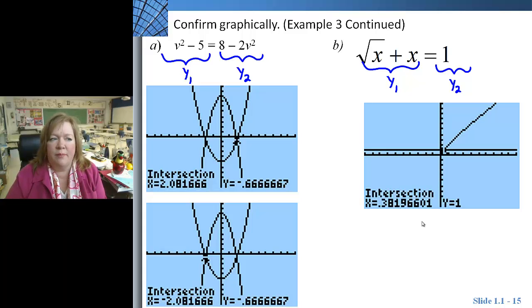I'm just going to go in and do second, trace button. It takes me to the calculate menu, hit number 5, and then hit enter, enter, enter, because there's only one intersection, and there indeed it is. And you can see that this keeps going up, up, up, so it's only going to cross that line one time. Pretty nifty, isn't it? They didn't have these when I was in high school.